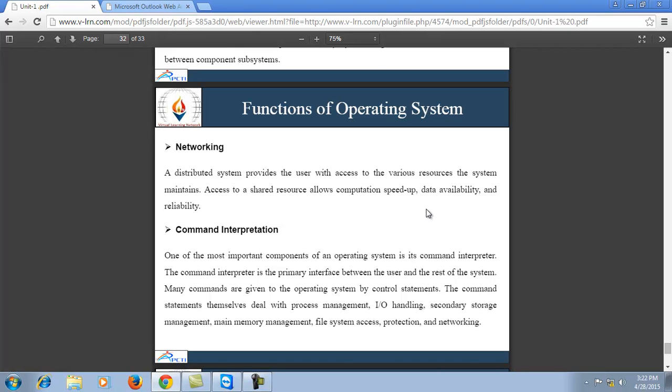Next one is command interpretation. When performing tasks by using commands, like when we are working on the DOS operating system or Linux, by using commands we can perform every task in the same manner.